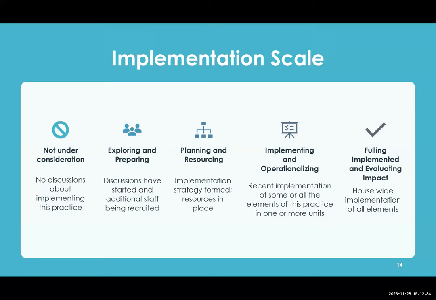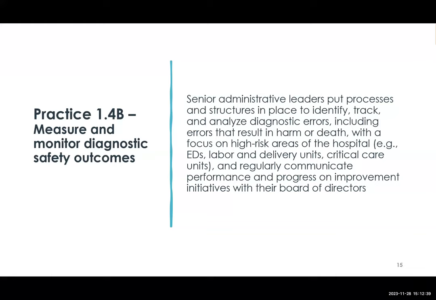Next slide. So the first practice, and I'm not going to go in order because the last one is actually the most impactful, I think. So this first one of the recommended practices, 1.4B, was measuring and monitoring diagnostic safety outcomes. And that's really having processes and structures in place to help identify and track the diagnostic errors that you're having at your facility, including errors that result in harm or death. You really want to focus on the high-risk areas of your hospital, the ED, labor and delivery, if you have them, and critical care units, and that you're communicating that performance and progress at regular intervals with the board of directors.